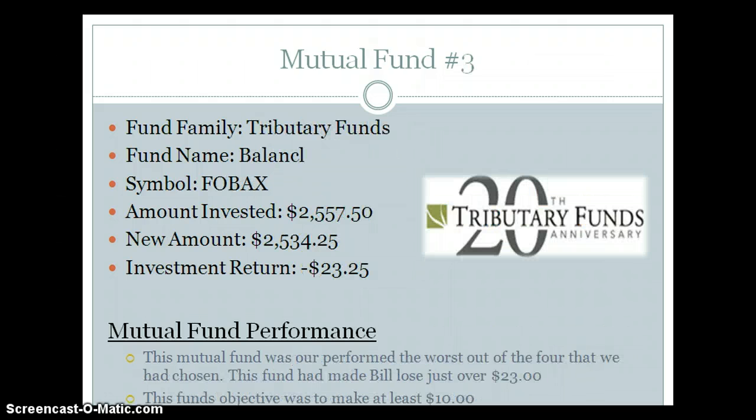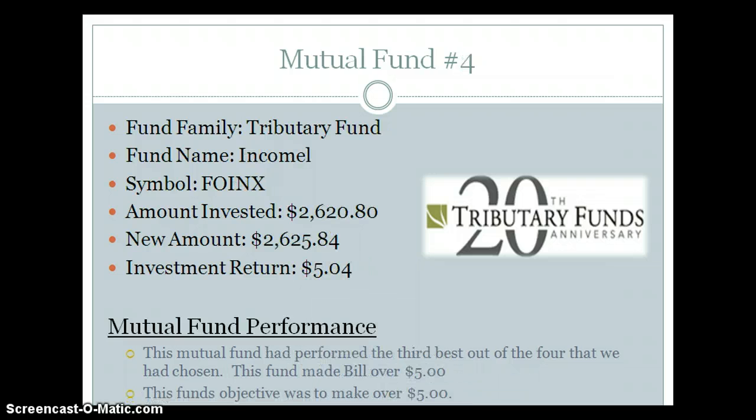Mutual fund number 3. The fund family was Tributary Funds. The amount invested was $2,557.50. The new amount was $2,534.25. The investment return was negative $23.25. The mutual fund's performance. This mutual fund performed the worst out of the 4 that we had chosen. This fund had made Bill lose over $23. This fund's objective was to make at least $10.